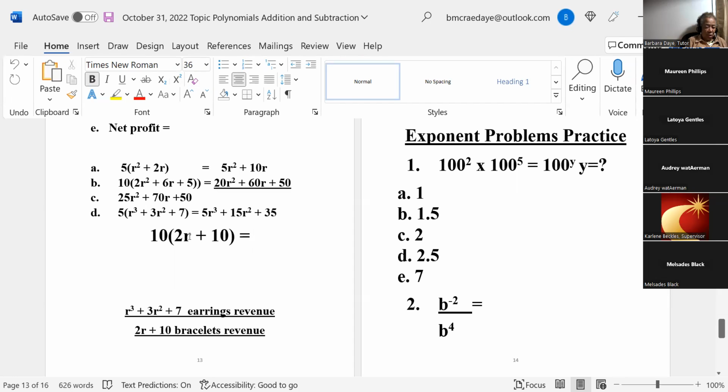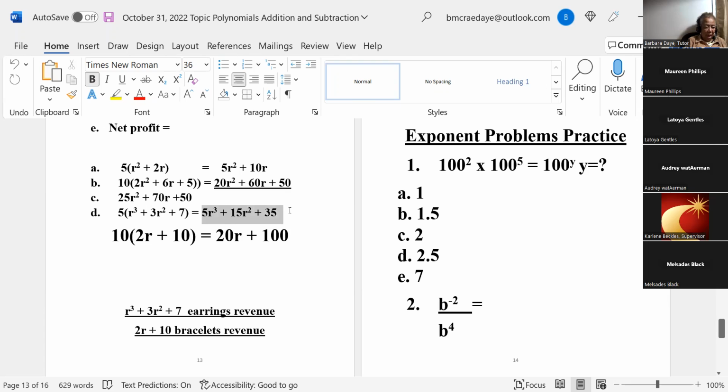10 times 2 is what, Maureen? 20R. Okay, so 10 times 2R would be 20R. That's it, 20R. And then 10 times 10 is 100. Now add those two expressions together. Tell me what you get.